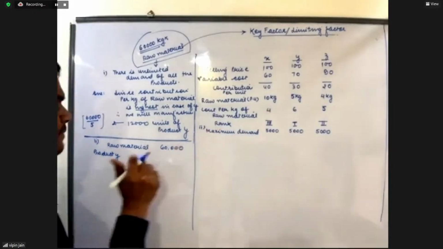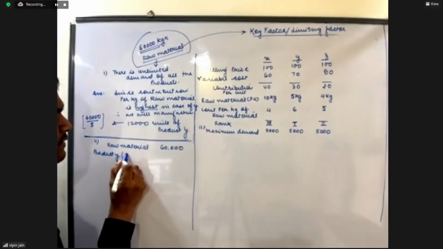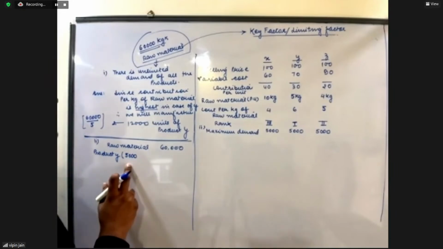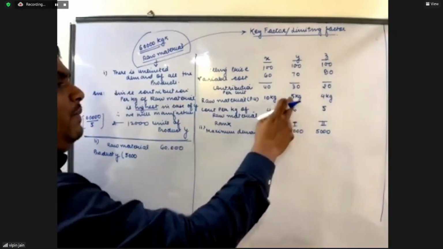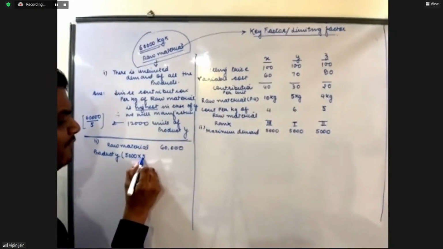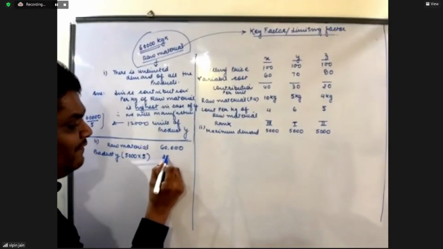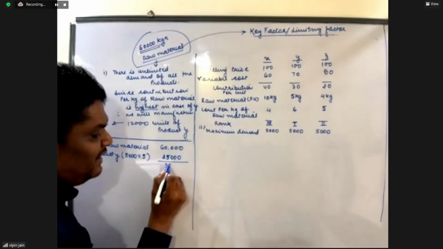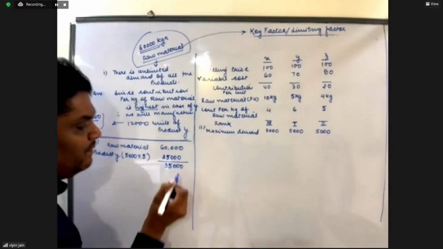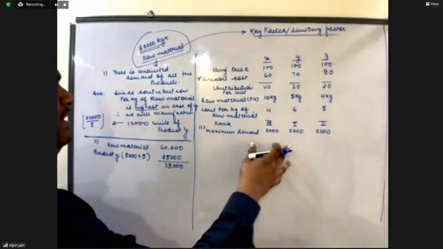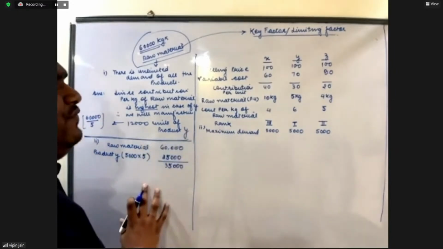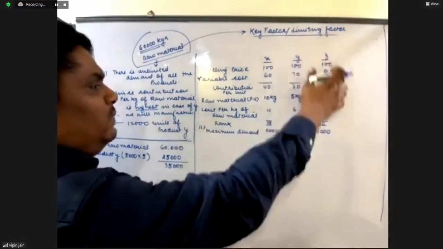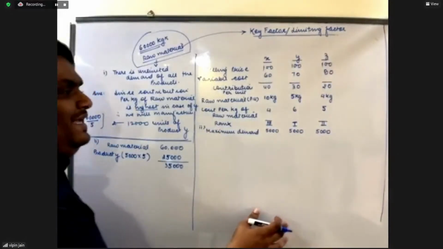How much quantity will we manufacture? Full 5,000 units of product Y. Again, the raw material consumed in case of Y will be how much? 25,000 kgs. Now we still have 35,000 kgs in hand. So now we'll proceed. Since the demand of Y is fulfilled, thereafter we'll proceed to manufacture product Z.